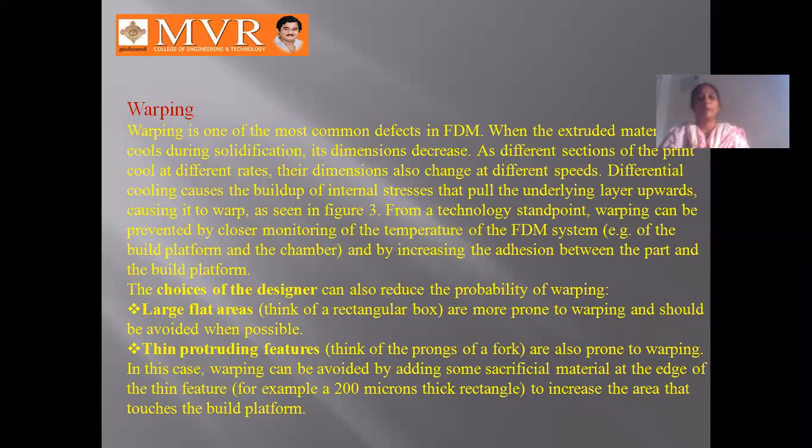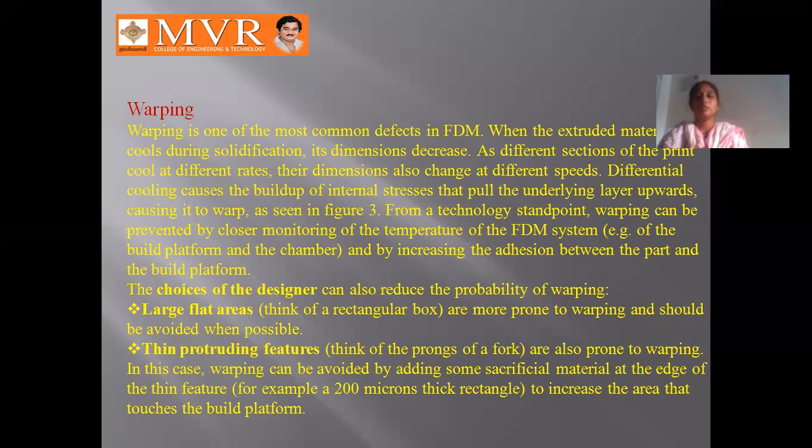Next, warping. Warping is one of the most common defects of FDM. When the extruded material cools during solidification, its dimensions decrease. As different sections of the part cool at different rates, their dimensions also change at different speeds. Differential cooling causes the buildup of internal stresses that pull the underlying layer upwards, causing it to warp.